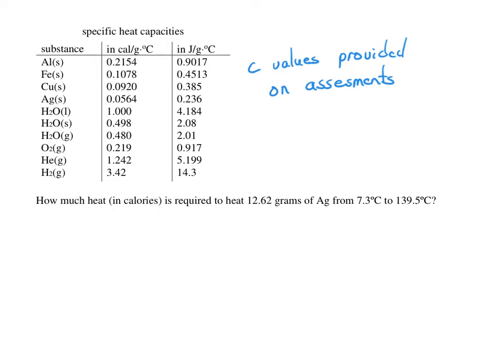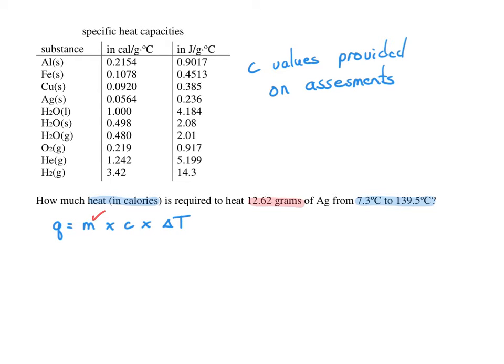We're asked to calculate heat involved in calories, and we see this is a temperature change problem. So we're going to use the equation that heat is equal to our mass times our specific heat capacity times delta T. Looking up our values, we see our mass here is given to us.